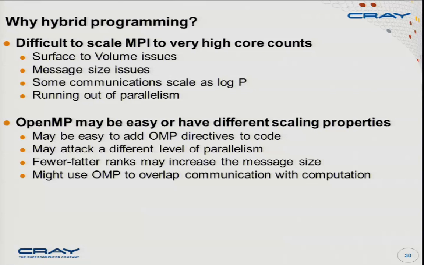So sometimes it can parallelize over levels in the atmosphere where there's just no way that you're doing that in MPI. Or you have a 2D decomposition, but you have a 3D problem, and the third dimension is just sitting there on most of your loops. Fewer fatter ranks may increase the message size, and may also help with the surface to volume ratio. And then maybe sometimes you can get clever and use OpenMP to overlap communication and computation.